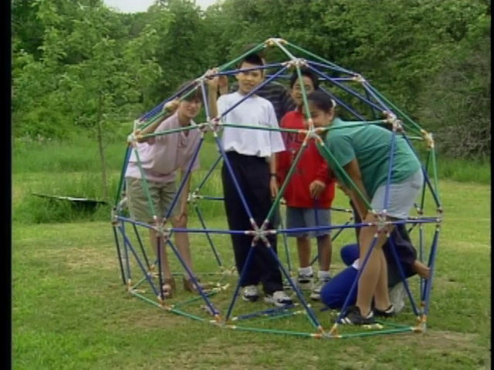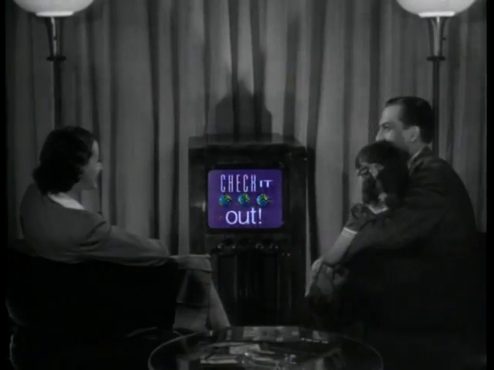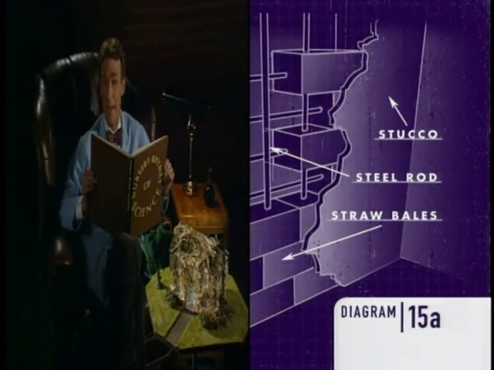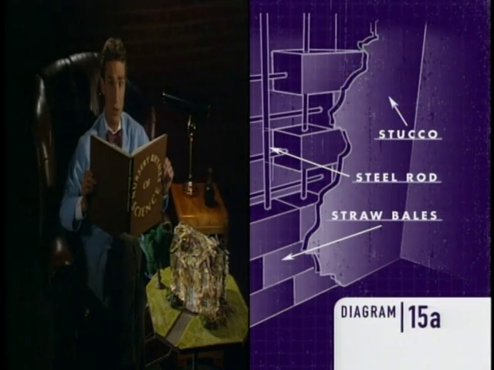Architecture is science! It's cool! And now the story of the three little pigs. The first little piggy lived in a house of straw. Well, it wasn't just straw. There were straw bales coated with stucco and reinforced with steel bars.